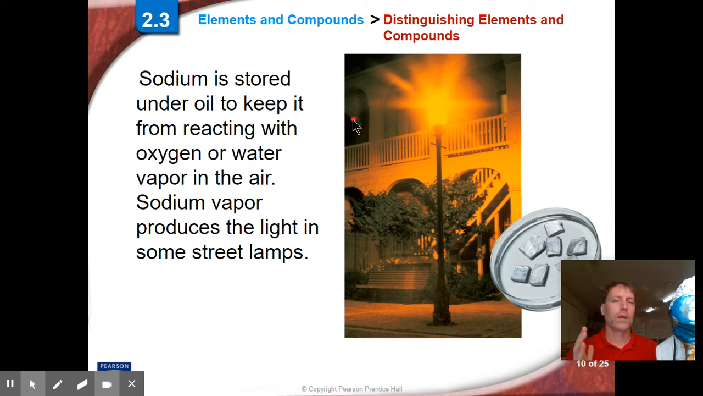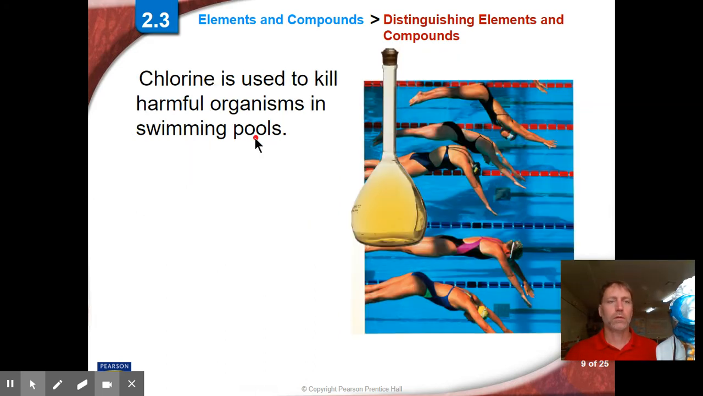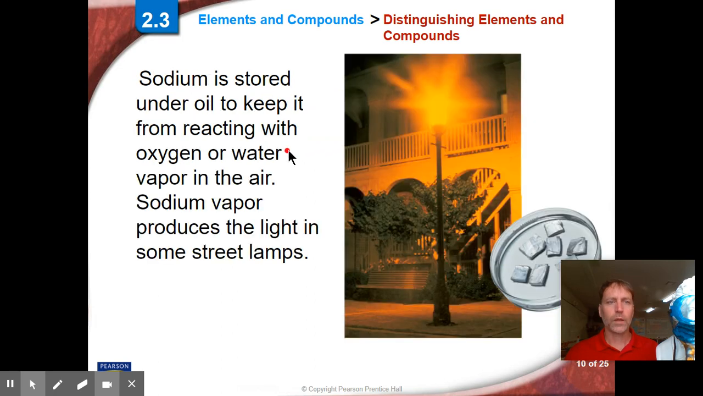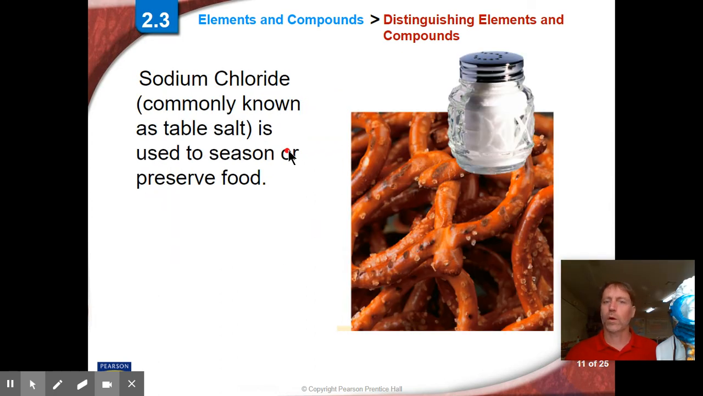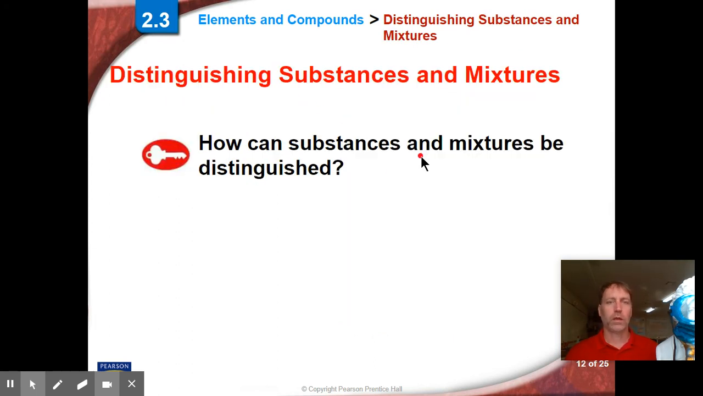Okay, so sodium can be a pretty dangerous, or at least a very reactive element, and so is chlorine. But when you put them together, they're basically harmless and yummy. Salt on our pretzels, salt on our food, salt on our roads during the winter for ice, salt to preserve things, and say if you're pickling something. So salt is a very useful compound, but in its elemental form, sodium and chlorine are very reactive and can potentially be very dangerous. So, how do we distinguish substances and mixtures?